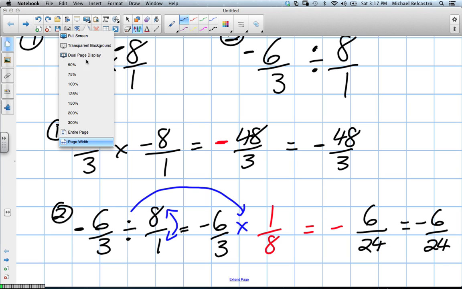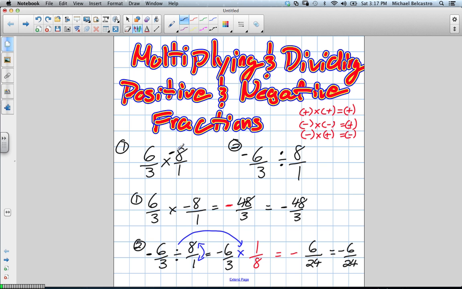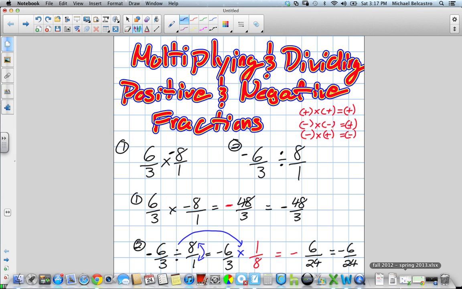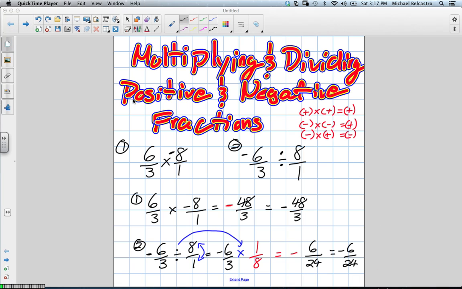Okay, so that's essentially the idea. And again, if it was a positive and a positive, we'd have a positive answer. If it was a negative and a negative, we'd have a positive answer. So we just want to make sure we know these rules when going through this. And those are our rules for multiplying and dividing fractions too. I think I should write that.